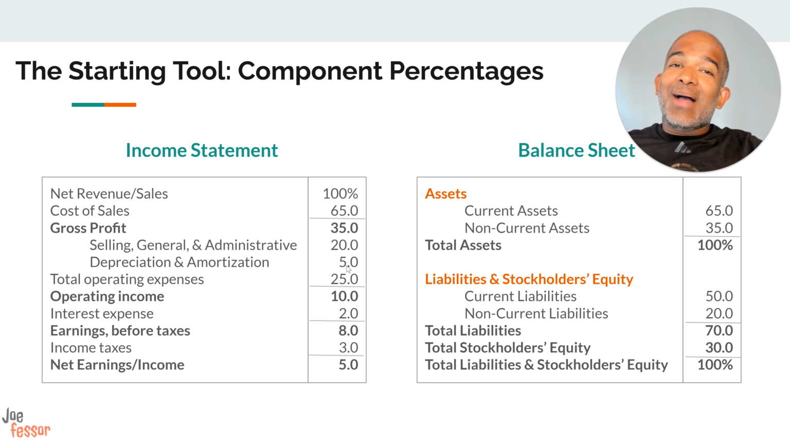The real value lies in the analysis. This tool helps us find trends. If the selling, general and administrative expense percentage were to suddenly rise from 20% to 25% over time, that immediately signals that the management is failing to keep costs in line with the level of sales activity. It allows for easy efficiency comparison with competitors regardless of their scale.